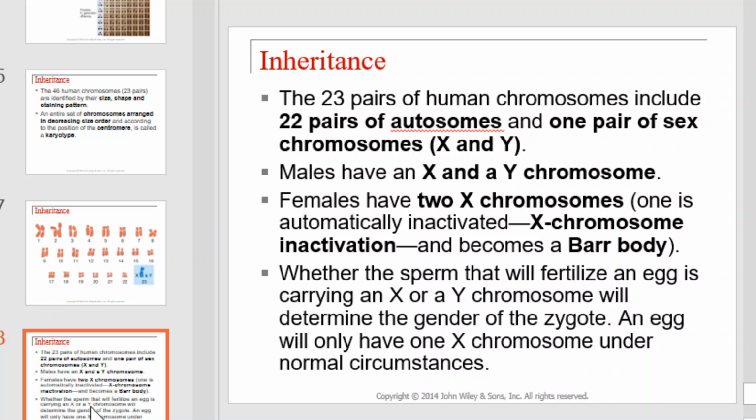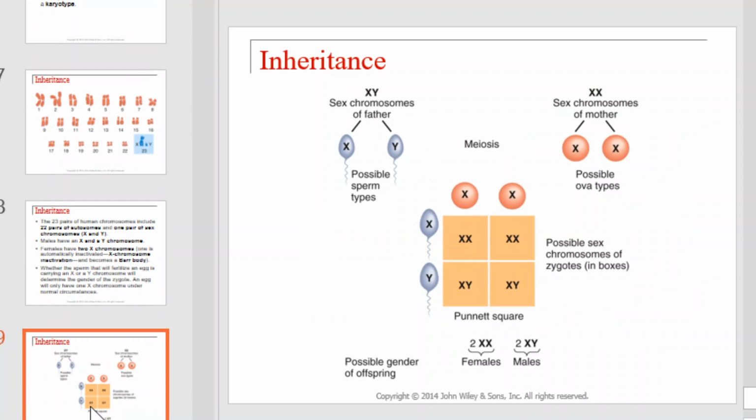Males have an X and a Y chromosome at the 23rd position in their karyotype, while females have two X chromosomes. One X chromosome is automatically inactivated and becomes a bar body. Whether the sperm that will fertilize an egg is carrying an X or a Y chromosome will determine the gender of the zygote. An egg will only have one X chromosome under normal conditions. This graphic illustrates the inheritance patterns associated with the 23rd position in a human karyotype, or the inheritance of the sex chromosomes.